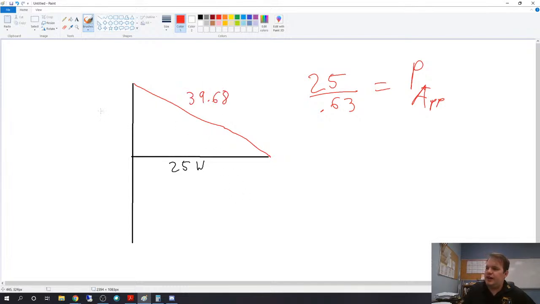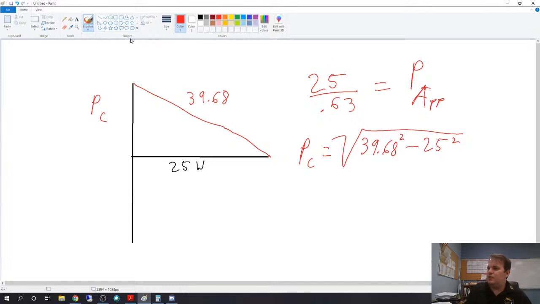All right, so now we need to find the capacitive power. To do that, we'll use the Pythagorean theorem, but solve it for PC. So PC is equal to the square root of 39.68 squared minus 25 squared. And that formula written out looks like this: the square root of... that's that formula.